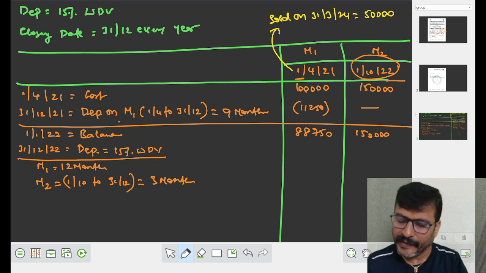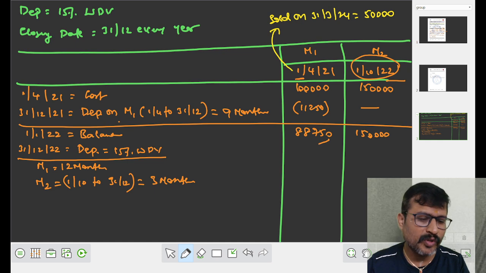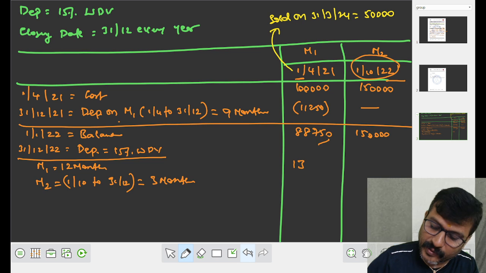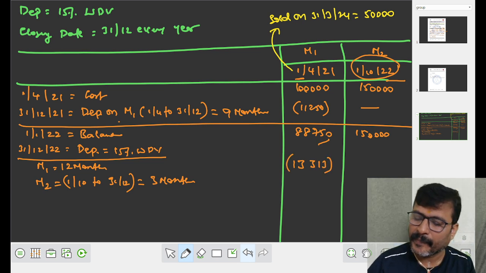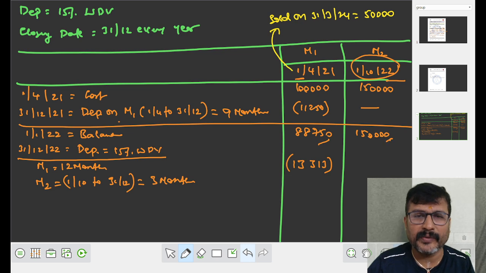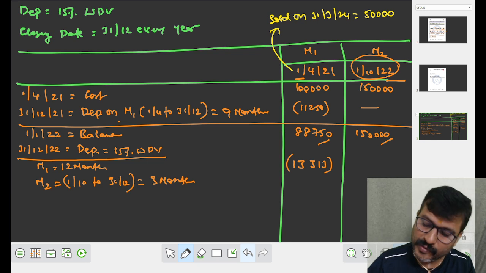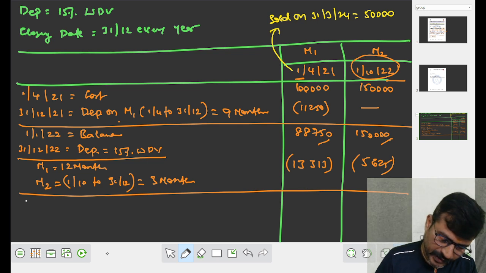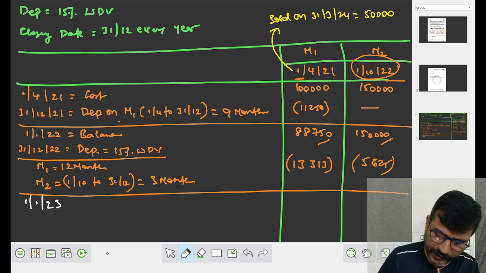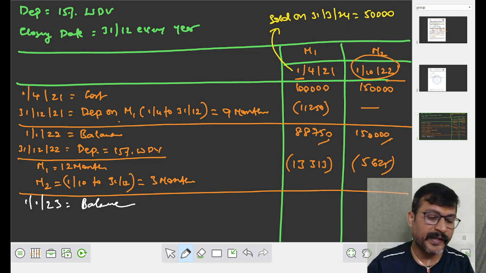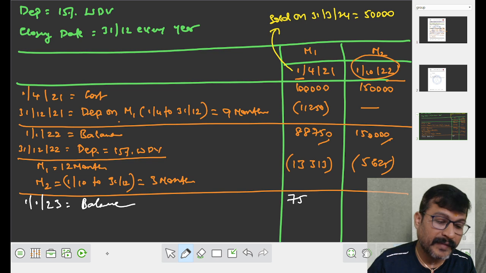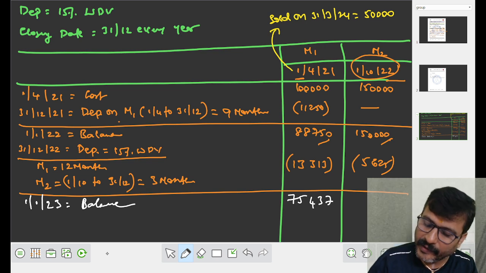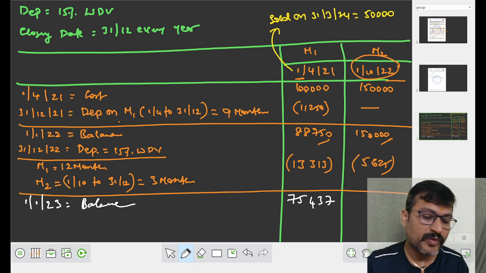Use a calculator. 88,750 into 15% into 12 by 12. It comes to rupees 13,313. 1,50,000, 15% into months is 3 by 12. It comes to rupees 5,625. Now you subtract it. You are getting a balance on what date? 1st January 23, right? How much balance we are getting? We are getting a balance of 75,437.